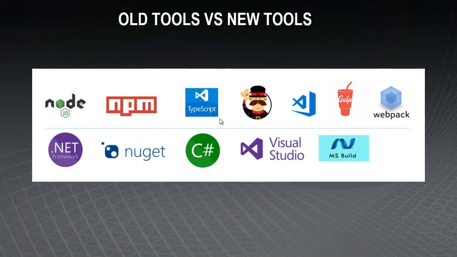C#, now we've got TypeScript. For those of you who don't know, TypeScript emits JavaScript. It's a type safe language that lets us feel like we're working in C#. But then eventually we'll generate JavaScript, which can run anywhere. And then instead of Visual Studio, we have Visual Studio Code. Instead of MSBuild, which is built into Visual Studio, you've got Gulp and Webpack.